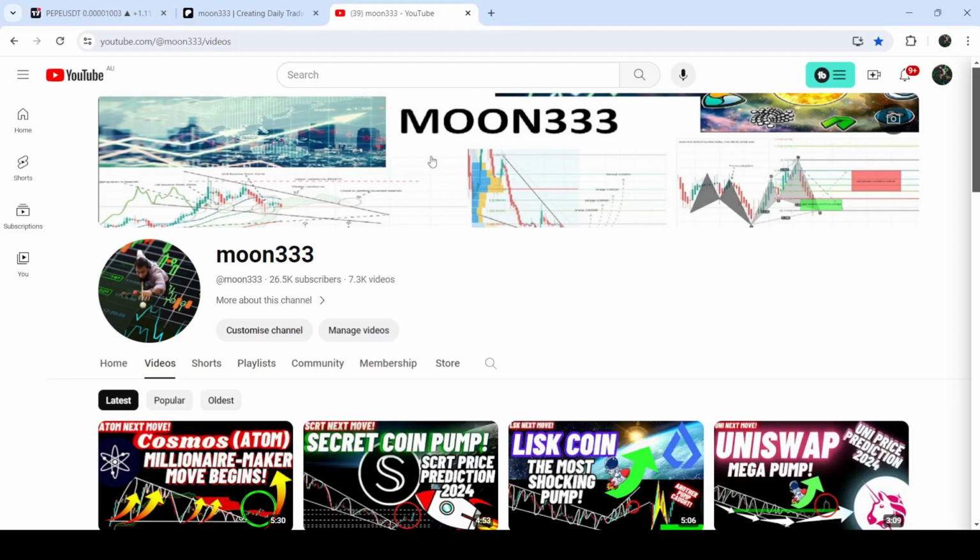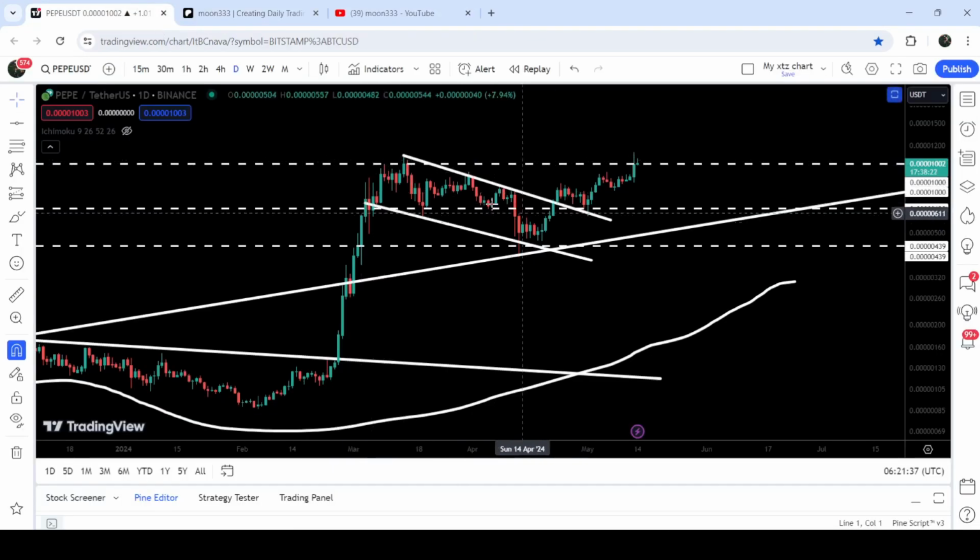As in my earlier videos, I was showing you this down channel that was formed on the daily time frame chart. And after the breakout, the target was here at the top of the channel, approximately at 1089. And you can see that the price has finally hit that target.